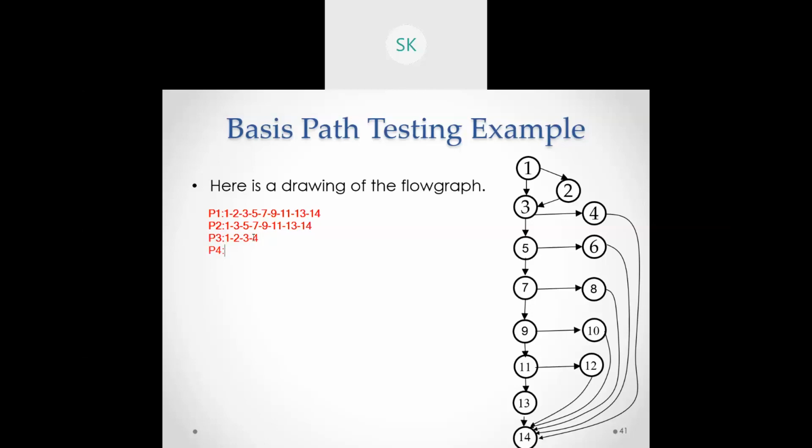So P4 is 1 to 2, 2 to 3, then 3 to 5 above it. So 4 to 14, I need to just write it. It should come out, right? So that's why 5 to 6, 6 to 14 is over. Next one is P5. P5 is 1 to 2, 2 to 3, 3 to 5, 5 to 7, 7 to 8, you can go with it, followed by 14. Next one is P6.